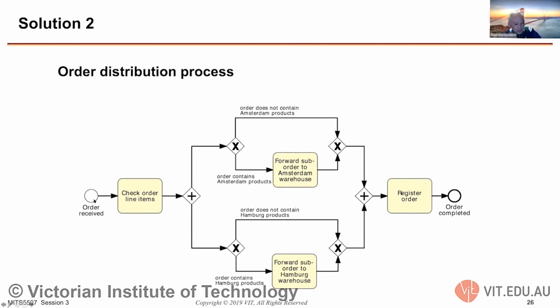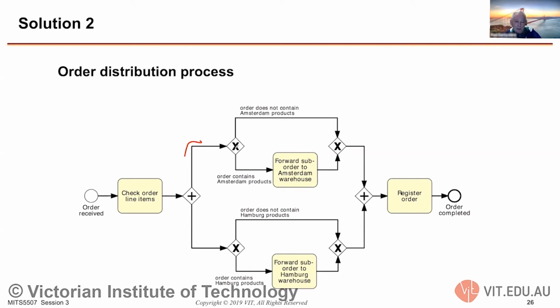Okay, this is the second solution. The order is received, we check the order line items, and we have an AND gateway. The AND gateway means we follow both possible paths. Now, in the first path, if we go up, let me just bring up the pen. The first path we go up, we have an XOR gateway.